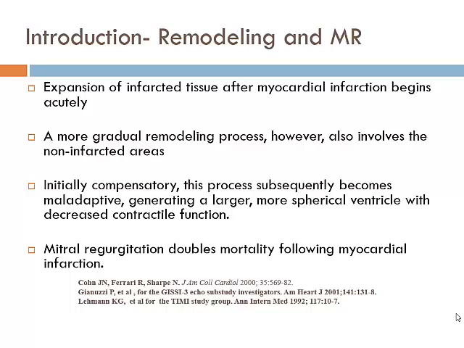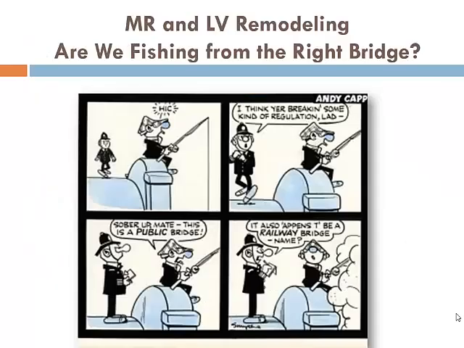The amount of new data is making this subject basically a moving target. And I have always the impression that we are maybe trying to fish from a railway bridge, as Handicap is doing here, when we look for targets to treat ischemic MR and functional MR at large.